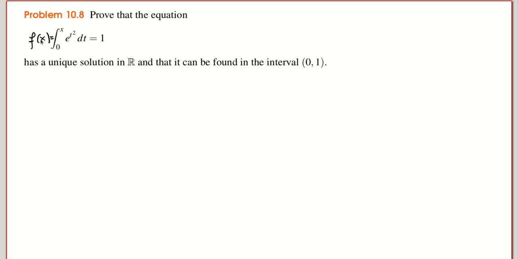The only problem is that this function is defined as an integral, and this integral cannot be expressed in terms of elementary integrals. So you cannot find a primitive of this function. All right, so what do we do then?